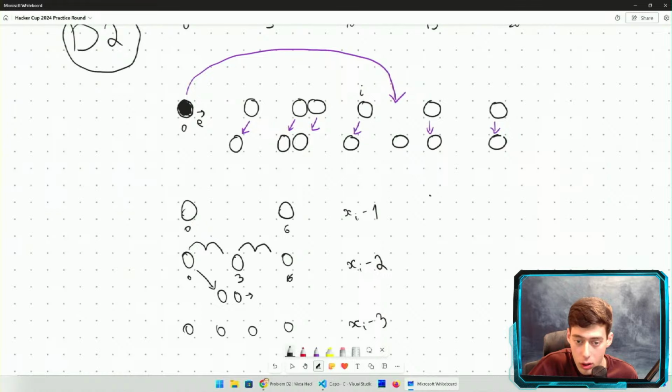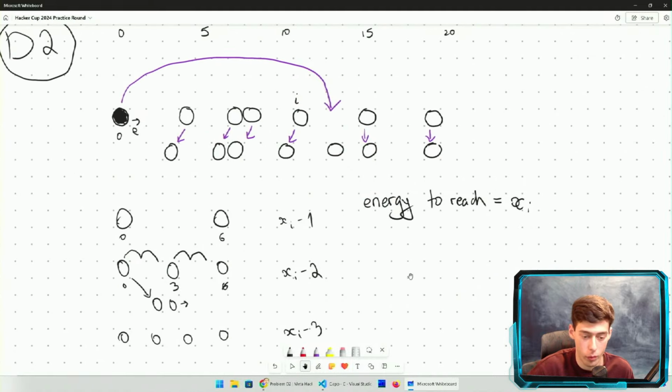So the energy you need to reach stone i is xi minus which number stone the ith stone is from the left. So in this case, this stone is the first one from the left, ignoring the stone we haven't thrown yet. So from the stones on the board already, it's indexed from the left, 1-based index. So in this case, it's the first stone, so it's xi minus 1. In this case, it has 1 stone to its left, so it's the second stone on the board, so it's xi minus 2, and so on.